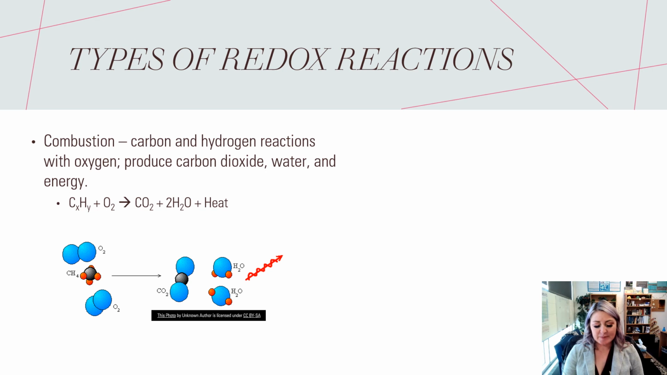Okay, our final type of redox reaction is going to be a combustion reaction. In a combustion reaction, we always start with the same things: carbon, hydrogen, and oxygen. Any combination of that is going to start off on the reactant side, and it always produces the same thing: carbon dioxide, CO2, water, and energy.